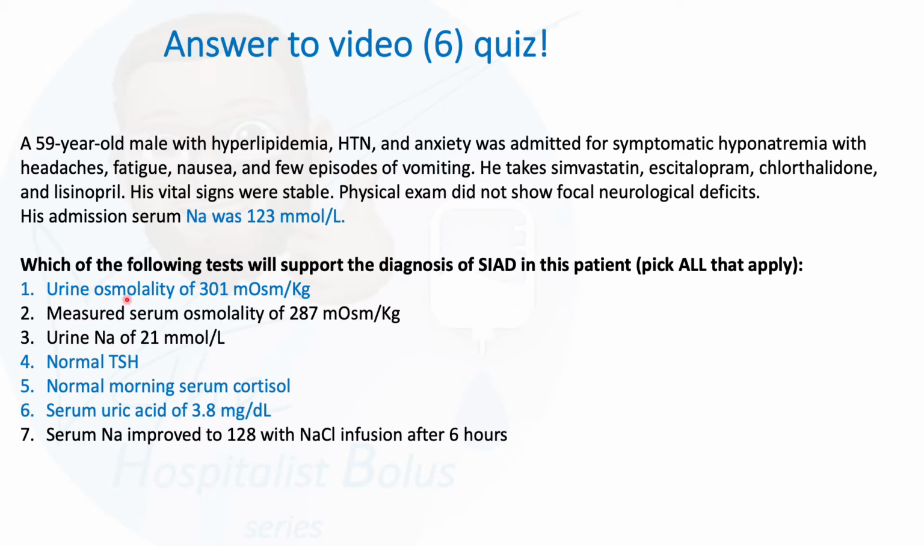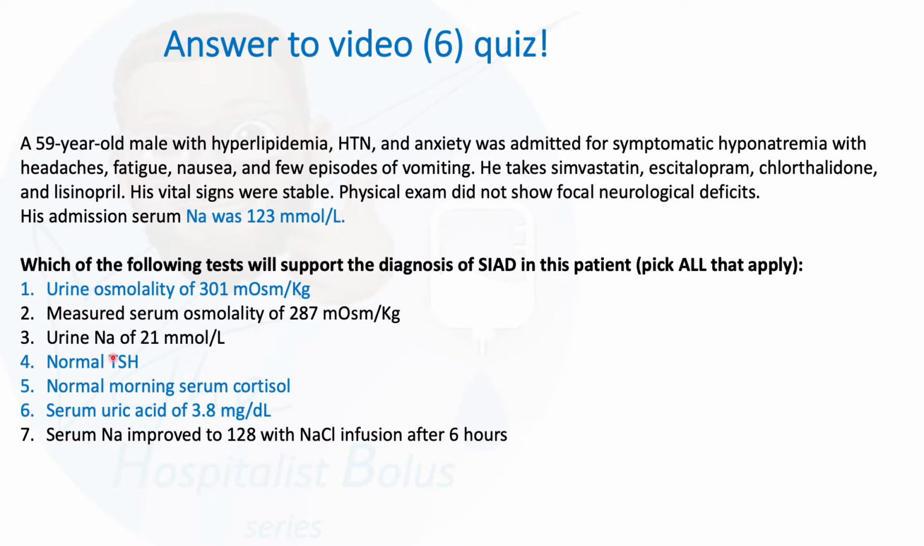Let's take the first one: urine osmolality of about 300, so it's more than 200, so that supports SIADH. Measured serum osmolality being normal does not support SIADH. We mentioned that in SIADH the measured osmolality should be low, in accordance with the low sodium. If the measured osmolality is normal, this is pseudohyponatremia. Urine sodium of 21 is really low. In SIADH it's expected to be higher than that, usually more than 30 to 40.